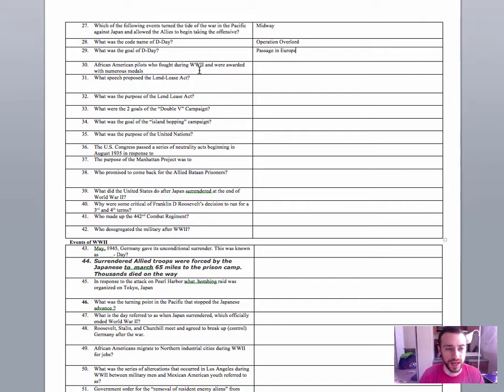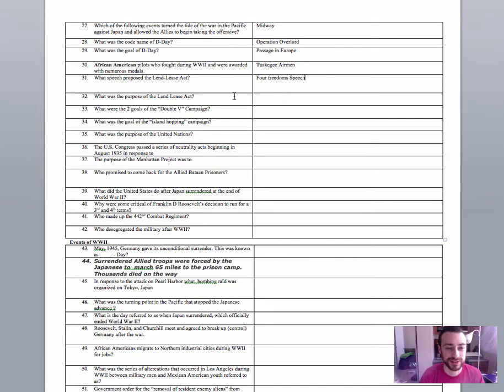Number 30, African-American pilots who fought during World War II and were awarded with numerous medals. So these are African-American pilots. That is going to be the Tuskegee Airmen. What speech proposed the Lend-Lease Act for freedom speech? Which is from FDR.